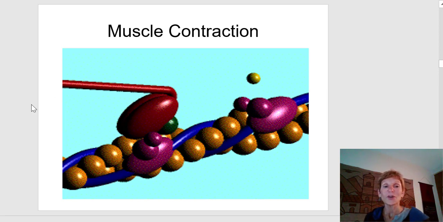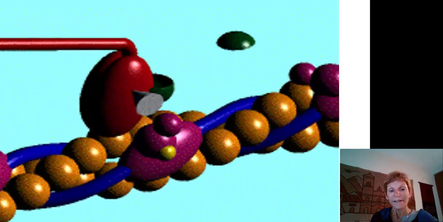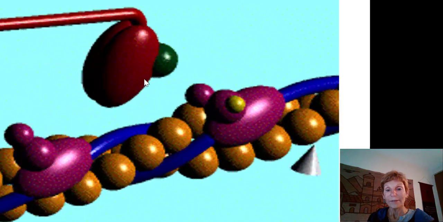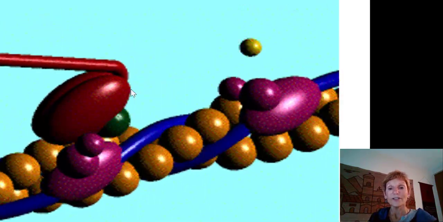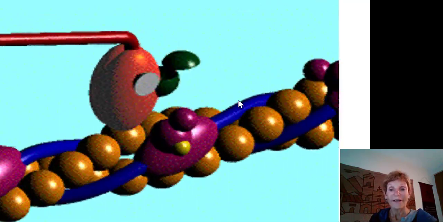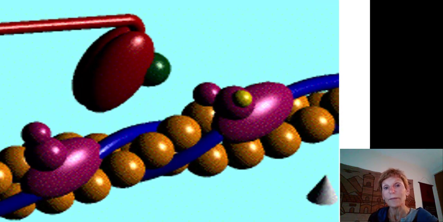I just wanted to show this because it's neat to show as a little video. This is actually what's happening. Myosin, this part that's the motor protein, is going to break down ATP, and using the energy from ATP, it's going to grab onto actin and pull. It's going to walk along actin, and that's what a motor protein does. It uses the energy from ATP to generate movement.